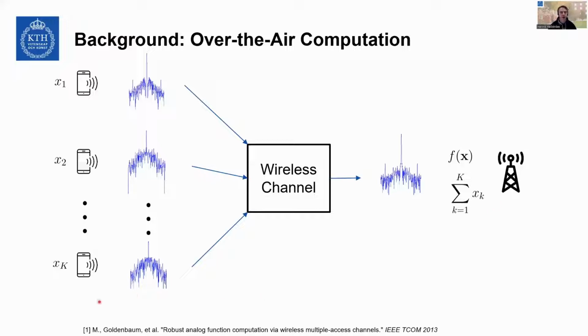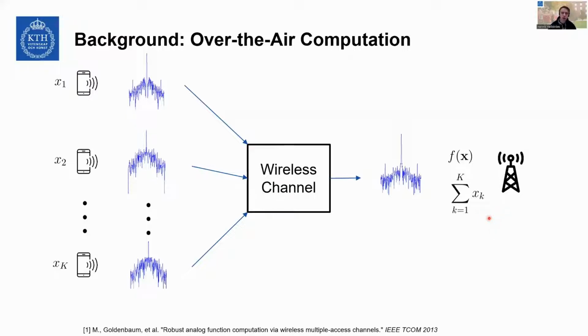The working principle here is that each device encodes their message into a waveform, and then all of them transmit simultaneously over the same frequency resources, so as to promote interference over the wireless channel. Because of the superposition property of electromagnetic waves, the receiver antenna will therefore only experience a single waveform. And if the modulation and demodulation have been done correctly, this should be a sufficient statistic to estimate our sum.